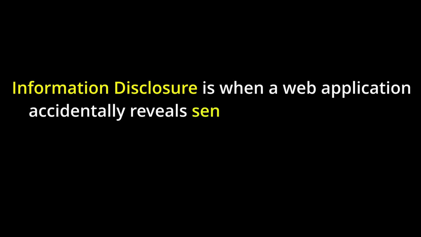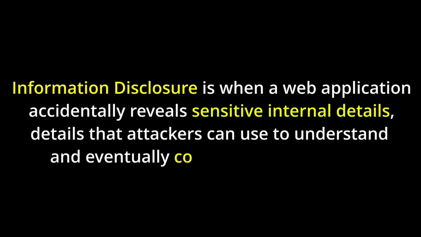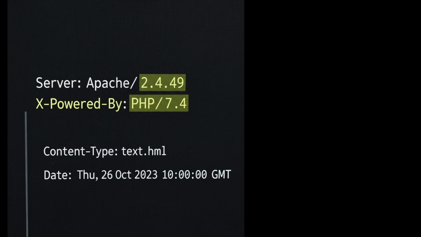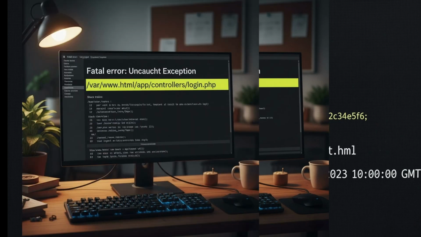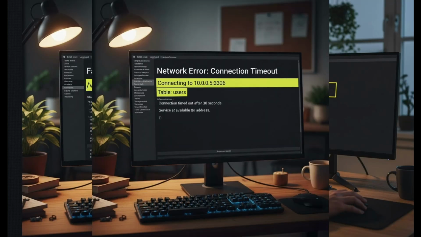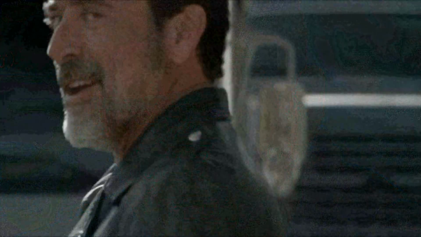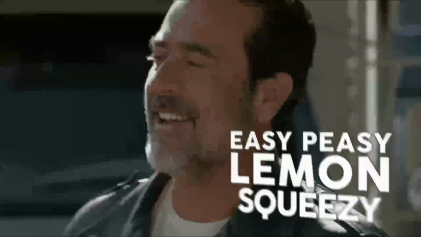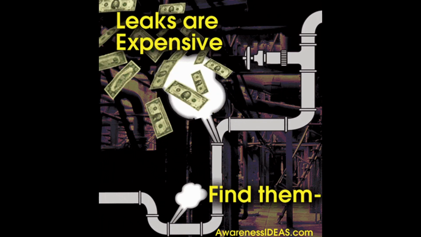Information disclosure is when an application accidentally reveals its sensitive internal details that attackers can use to understand and eventually compromise the system. These details can be the server's version, framework names, database name, hidden endpoints, API keys, source code, or any error message that reveals some internal sensitive information. Now you might think this looks very small, just an error message, just a version header, but in bug bounty hunting, even small information leaks can be a valid reportable vulnerability.